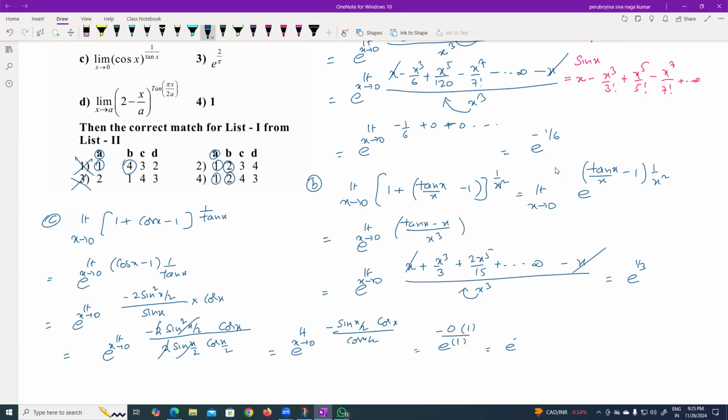So of course, we will get e power 0, and e power 0 is 1. So the C option is showing fourth, where option 4 is correct. The second option is also wrong. So therefore, this is the answer to this question. The fourth option is correct.